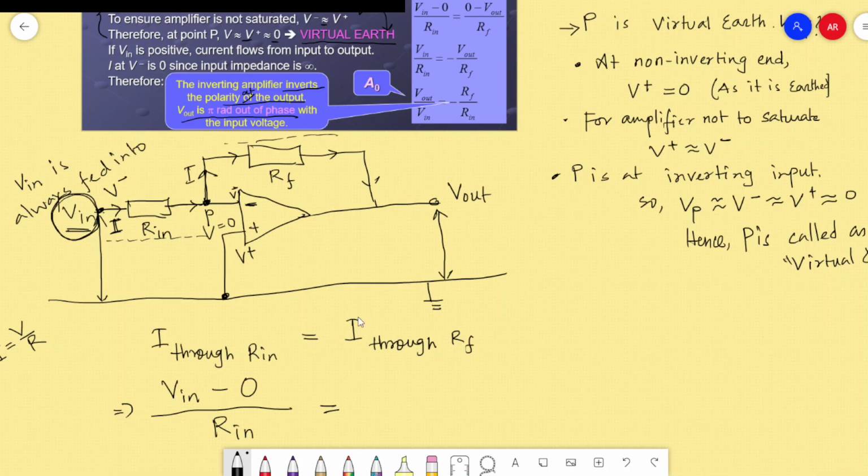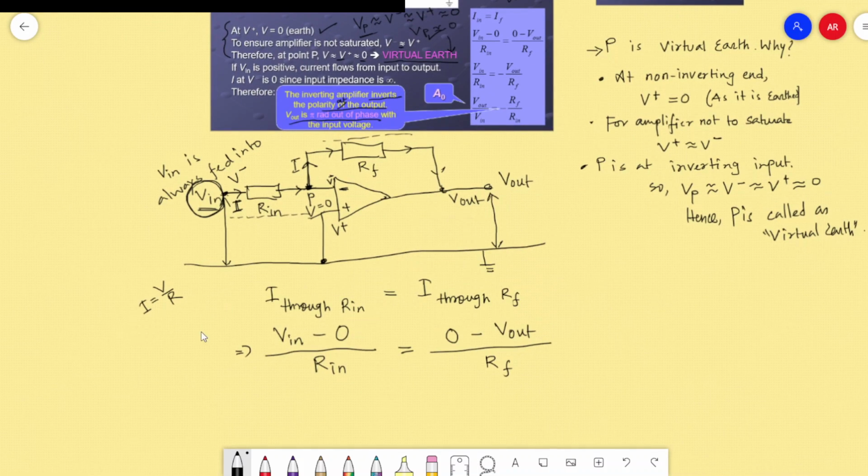Now this is I through RF. This is the output voltage, and this is P, which is maintained at 0. This is the junction from P to the output voltage. Current is flowing from P to the output voltage. Right here P is 0, the other end is the output voltage, and it flows through the resistance RF. Did you get this expression, the one that I wrote here?